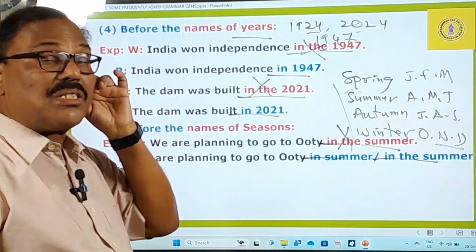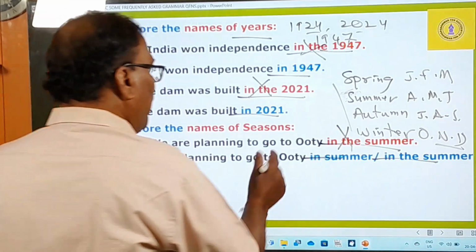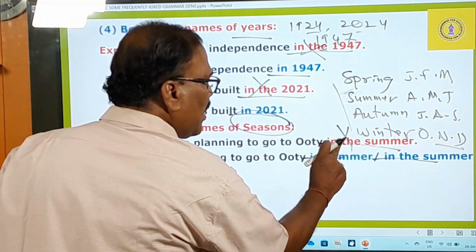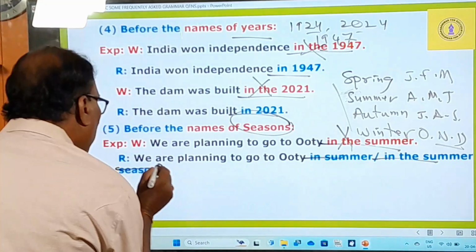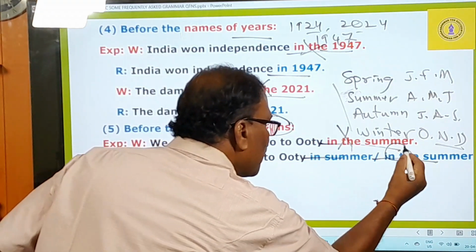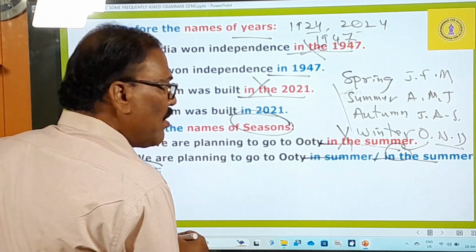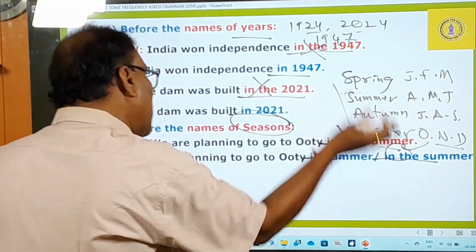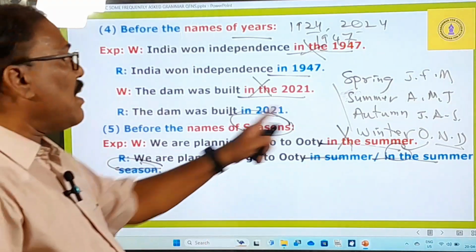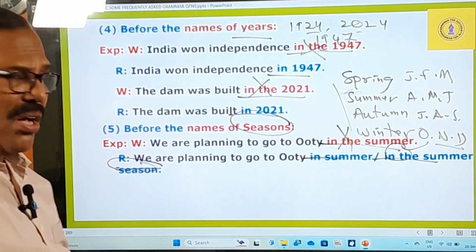See that English is somewhat tricky. Simply before the names of seasons, you should not use any article. But if after the name of the season, the word season is there, then you can use it. It is correct. So simply you can say in summer, that is right. In the summer season is also correct, but in the summer is not correct. Please try to observe this.